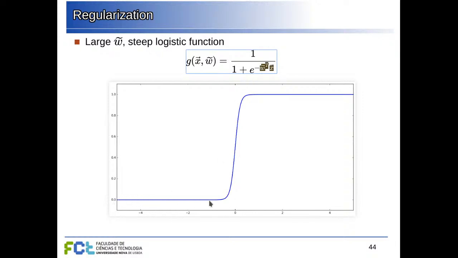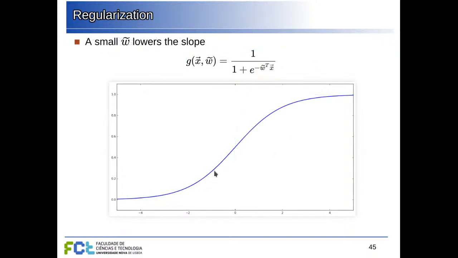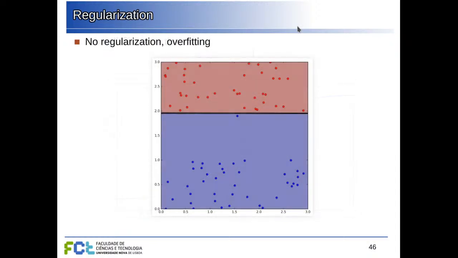It goes all the way close to 0 and then suddenly jumps and is 1 here. If we force this vector to be smaller, then we are actually making the slope lower, because now it takes longer for the function to rise from 0 to 1 if these values are lower. And this is why this has a regularizing effect.